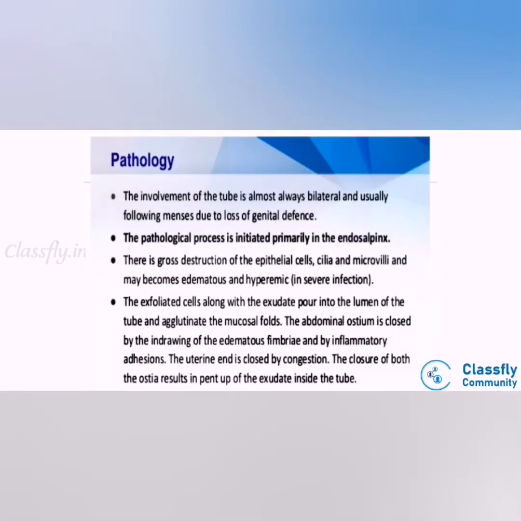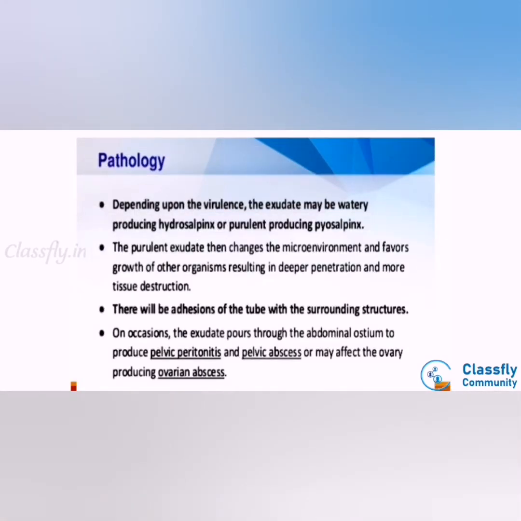The pathological process is initiated primarily in the endosalpinx, causing destruction of epithelial cells, cilia and microvilli. It becomes edematous and hyperemic, that means severe infection. The exfoliated cells with the exudate pour into the lumen of the tube and agglutinate the mucosal folds. Due to edematous fimbria and inflammatory adhesion, there is closure of the abdominal ostium, and also closure of the uterine end by the congestion. If closure of both ostia occurs, pent up exudate collects inside the tube. This purulent exudate then changes the microenvironment. It favors the growth of microorganisms and deeper penetration and more tissue destruction.